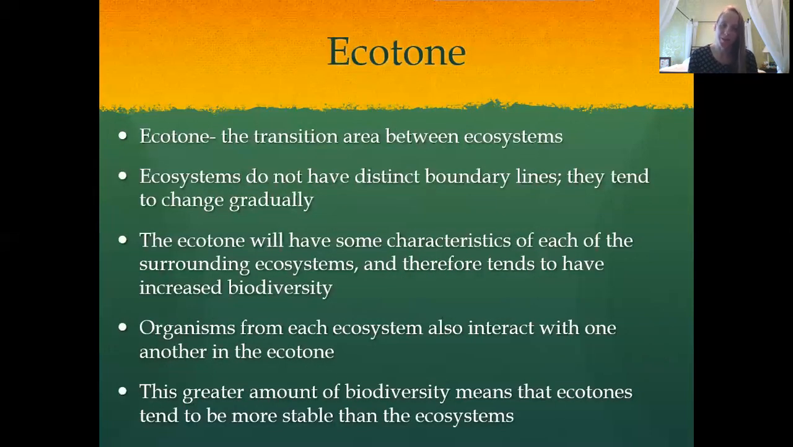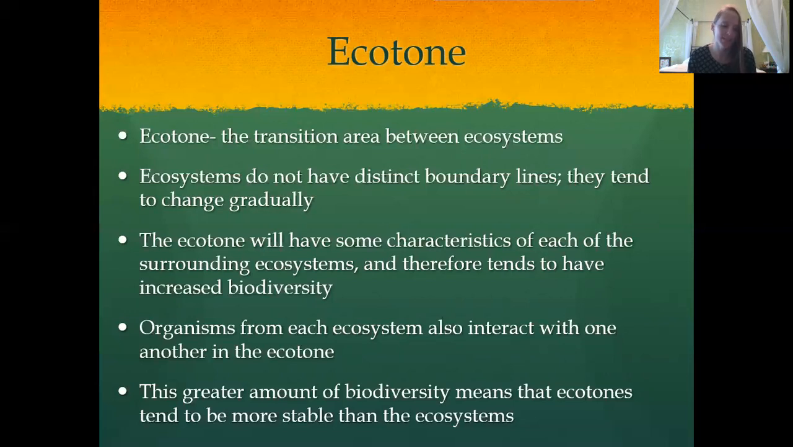An ecotone is the transition area between ecosystems. So two different ecosystems don't really have a distinct boundary line the way you might have between two countries. They tend to just change gradually from a grassland to a forest ecosystem or something.